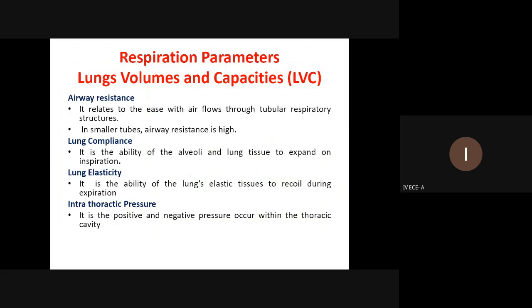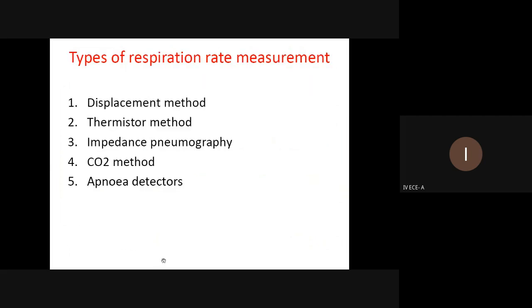The respiration parameters are airway resistance, lung compliance, lung elasticity, and intrathoracic pressure, which is the positive and negative pressure occurring within the thoracic cavity. Lung volumes and capacities are also respiration parameters.